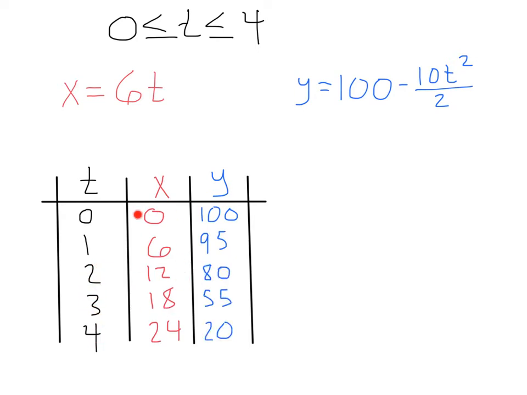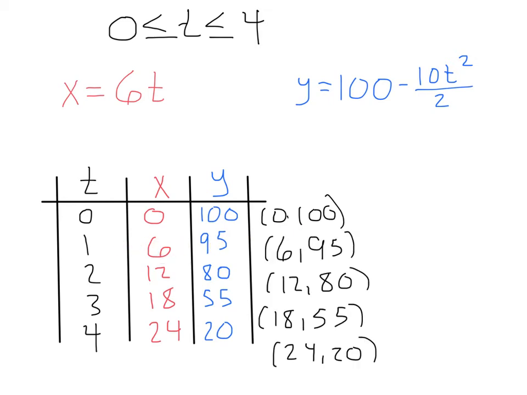And there we go, we have all our values. Now when we graph this, our graph is just going to have points x, y. So our first point would be the point (0, 100). Our second point would be (6, 95). Using this to get all of our points, we could use these points to give us a general shape and sketch the graph.